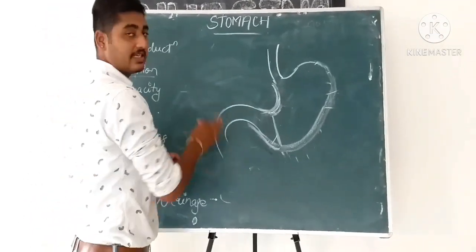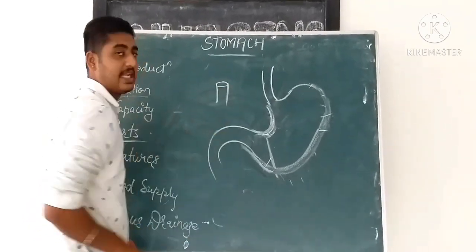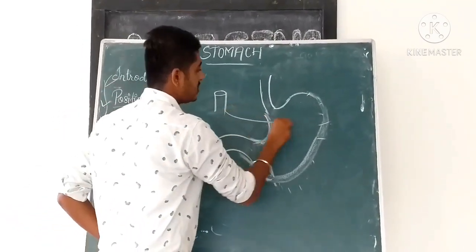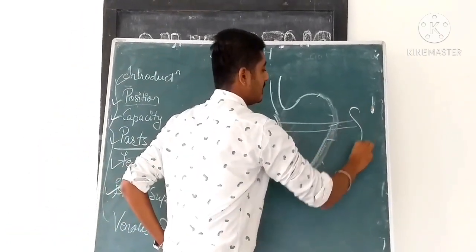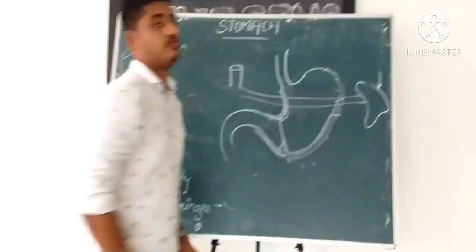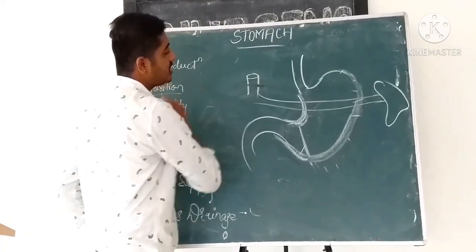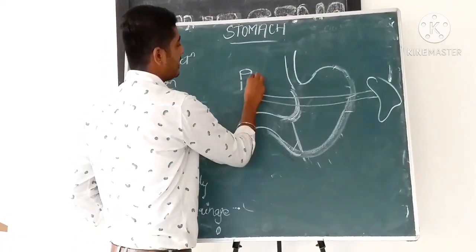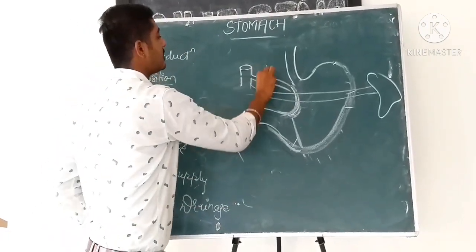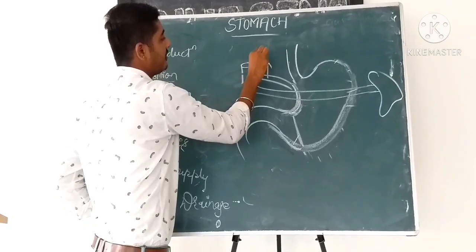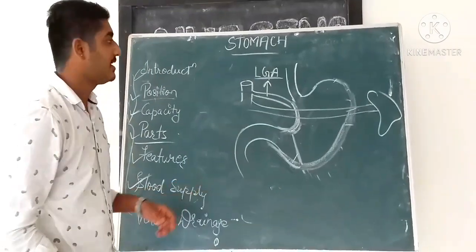Okay. So I will just explain you diagrammatically in a very simple way. This is your celiac trunk. So a branch of it is the splenic artery. So it supplies the spleen. So this splenic artery is going to supply the spleen. Now a branch of this celiac trunk is going to supply the lesser curvature, and it is called the left gastric artery. Okay, the left gastric artery.